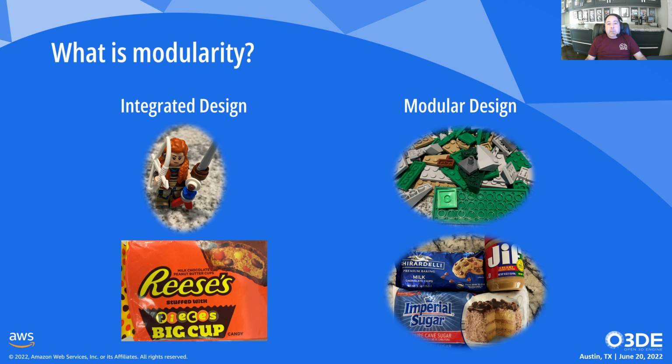On the other end of the spectrum, for modular design, you've got a pile of generically shaped Lego pieces or a set of just raw ingredients for cooking. You can combine these in endless ways to produce any number of outcomes. It's a little more difficult to get to the exact thing that you want, but you have a lot more variety and choices along the way.